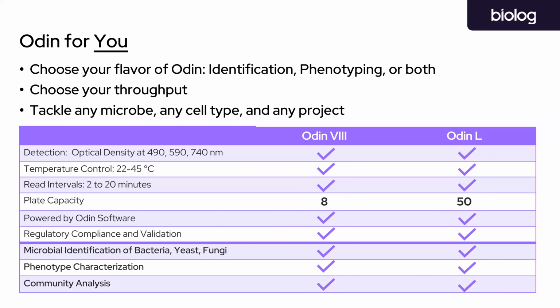And so now that we've introduced Odin 8 to this family, you can see that the only real difference between the instruments is the plate capacity or the throughput. So all of the other features and software are the same. You can configure both systems to do microbial ID, you can do phenotype characterization, and now community analysis as well. And all of the other specs are the same.